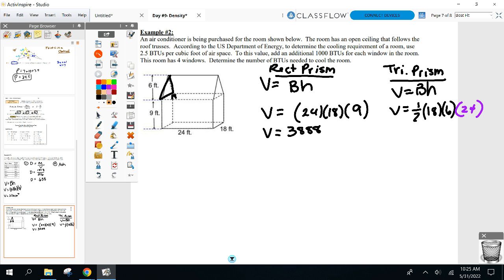Everyone good on what I did there. B is 1/2 18 by 6, and the height's 24. Good teamwork. Good work. This volume is 1296.